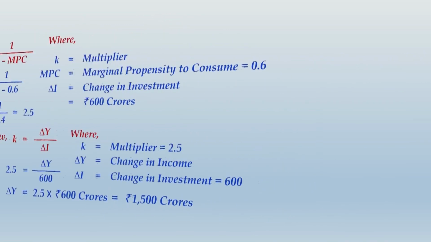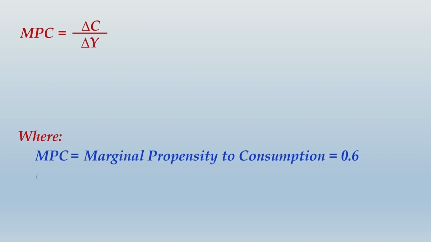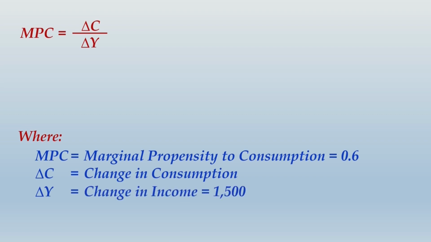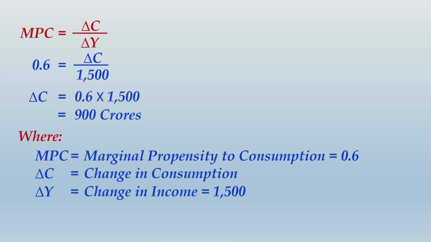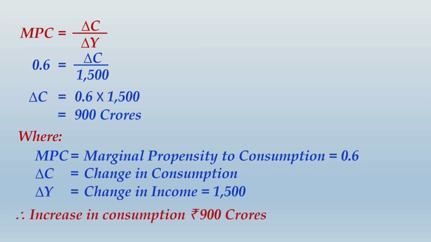Let us move ahead and now deal with the consumption part, and you know MPC is delta C divided by delta Y, that is the marginal propensity to consume. Let us define these variables, and we know what the marginal propensity to consume is. We also know the change in income. So easily you can find out what the change in consumption will be. Change in consumption will be 60% of the change in income. So 60% of 1500 will give you 900 crores. So the increase in consumption will be by rupees 900 crores. So make sure that you got this answer correct.